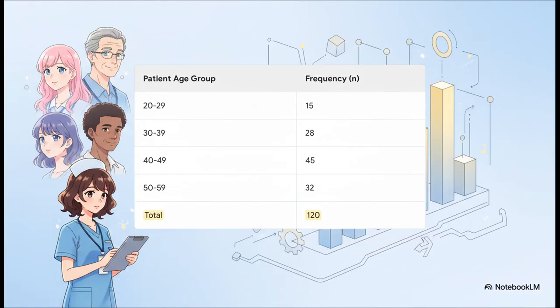Okay, check this out. This is a perfect example of a frequency distribution table. It's simple, it's clean, and it's summarizing the age groups of 120 patients. You could use a table just like this to show patient vital signs or the demographic profile of your study group. At a single glance, boom, you can immediately see the 40 to 49 age group is the largest. This is what data clarity looks like.